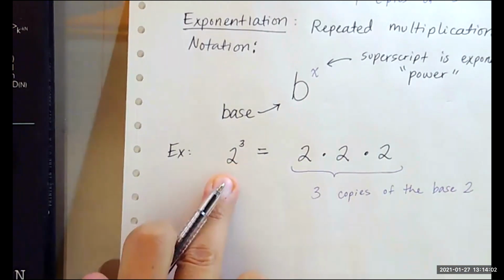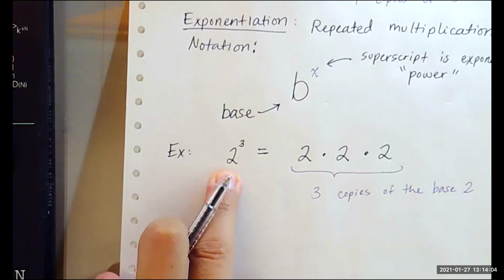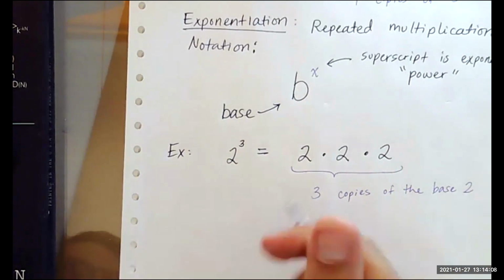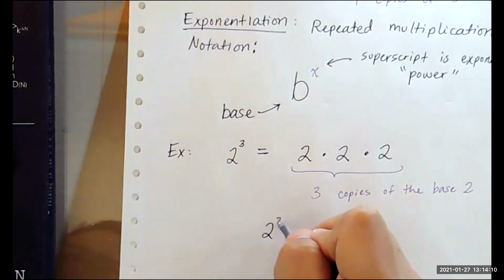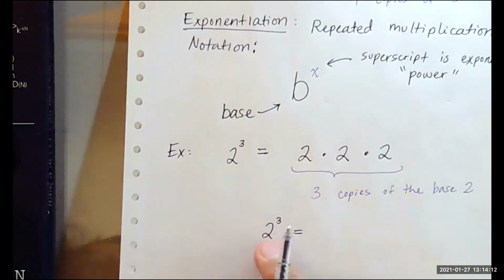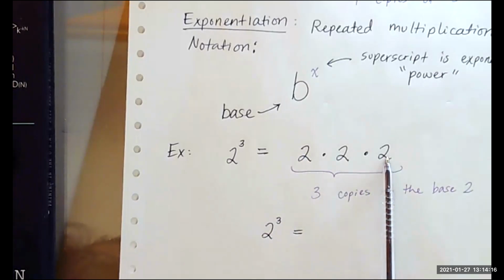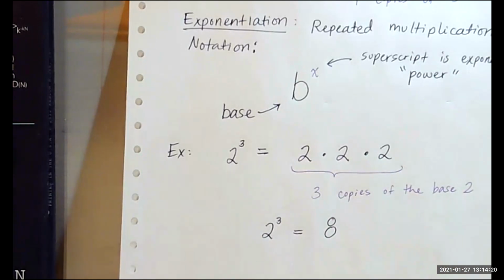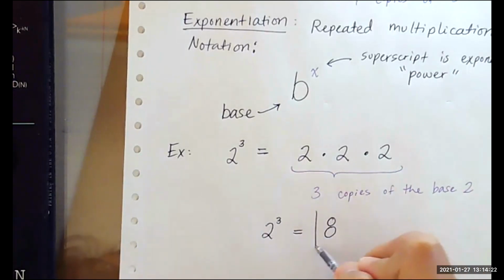So this is just really a shorthand in the same way that multiplication is shorthand for repeated addition. So I would say that 2 to the 3rd power, since I understand that this exponentiation is 2 times 2 times 2, well, this is going to be 8, right? If I were to simplify this.